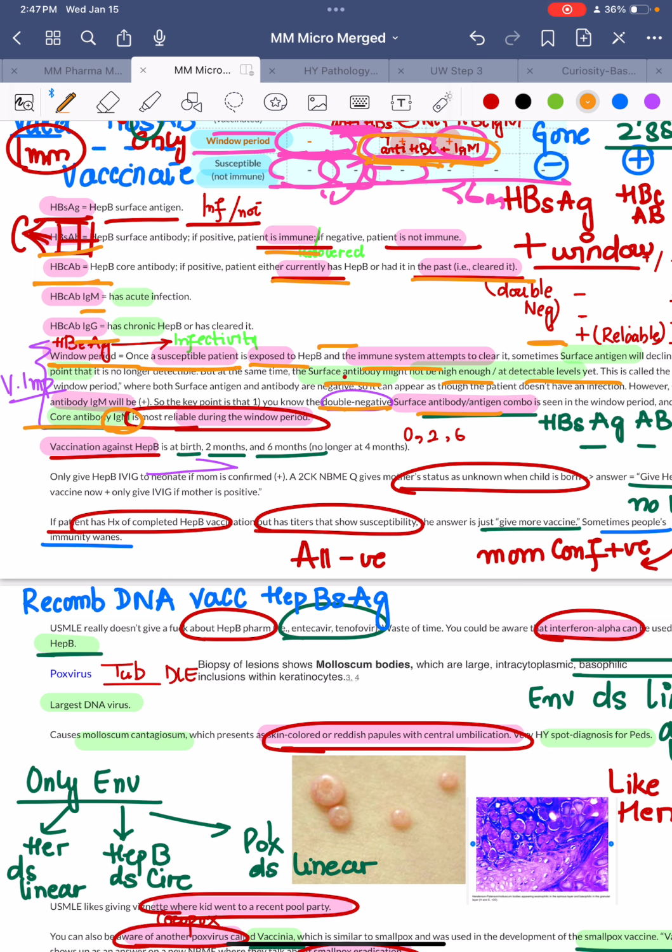And then if they ask you that there's a baby who has to be vaccinated for hepatitis B, what's the schedule going to be like? That would be at 0, 2 and 6 months, right? And it's no longer at 4 months, right?